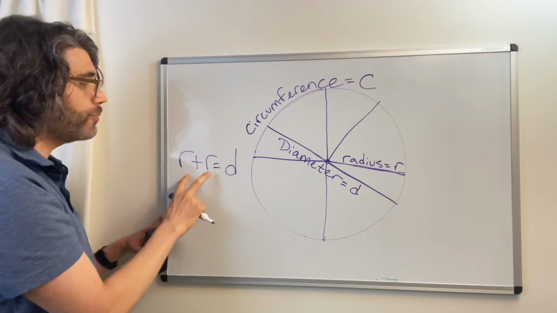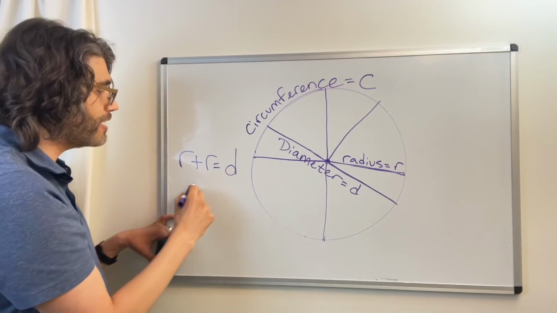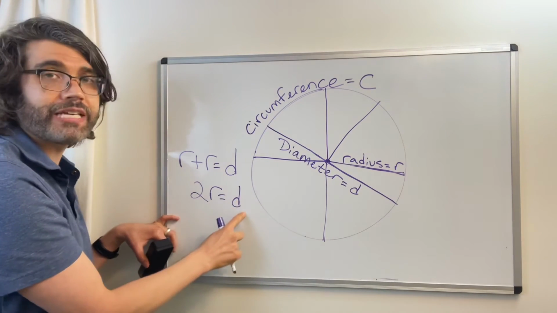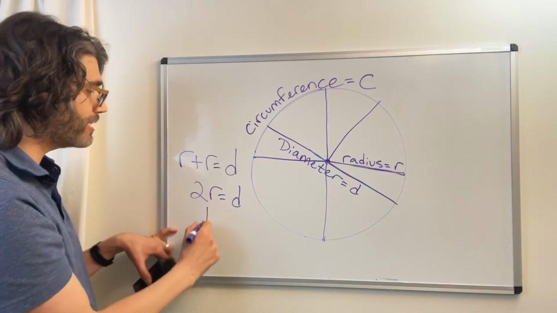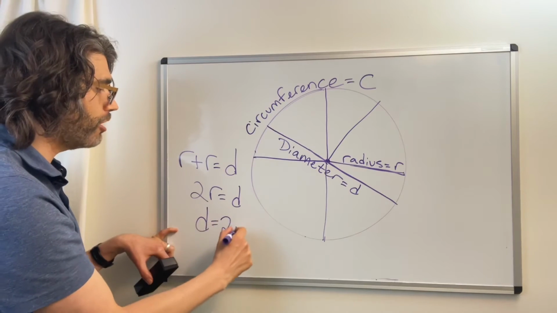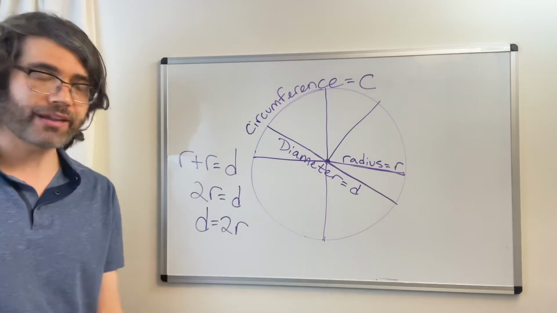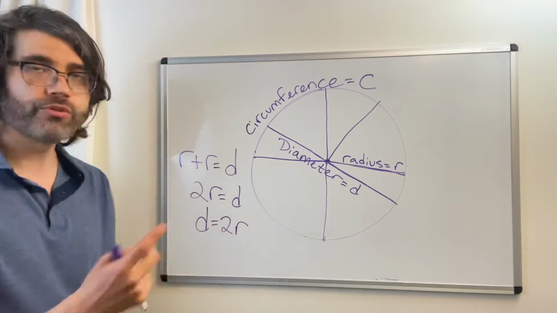Instead of saying r plus r, what you could say is 2r. So you could say that 2r equals d. Or you could rearrange that to say d equals 2r. That's totally fine. All of these are the exact same thing. 1 diameter equals 2 radii.